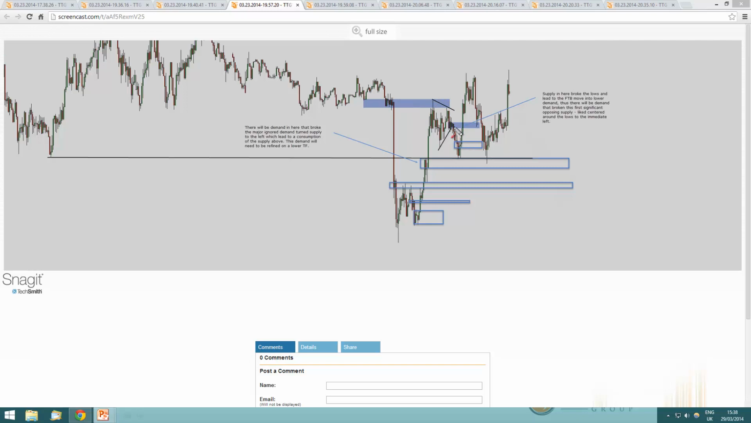Then get another wedge forming. Supply that broke the wedge is going to be here within this area. Okay, and now you're going to have demand that broke this on the move back up, and it's likely to be centered around this area.